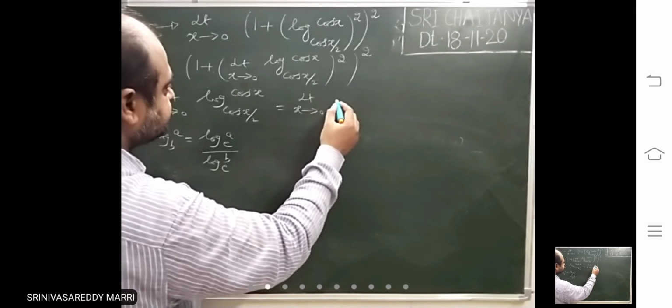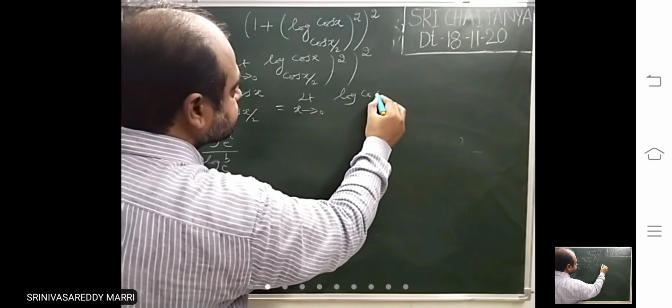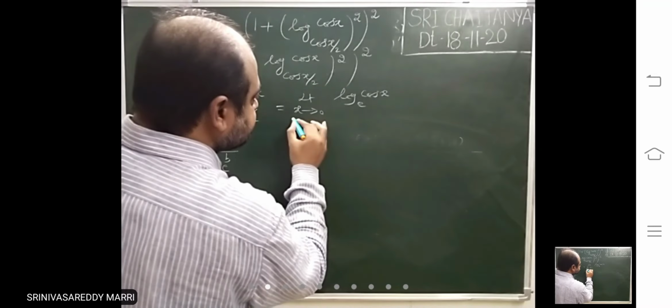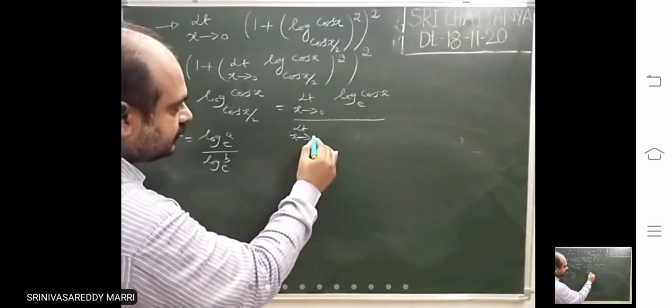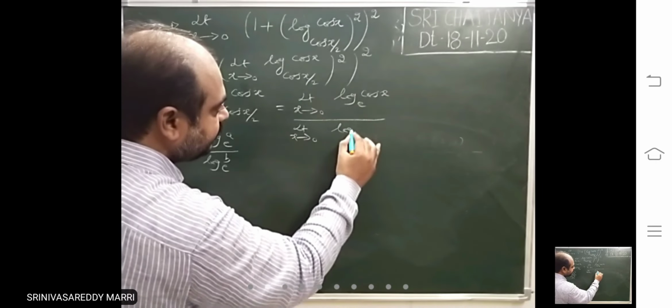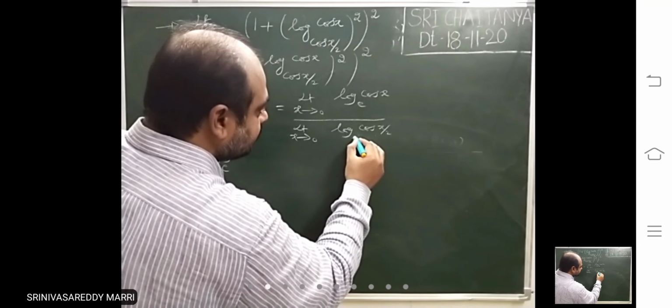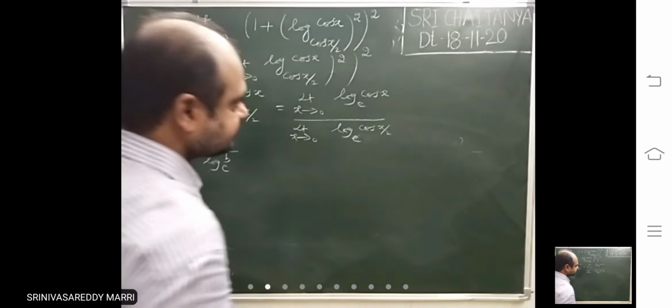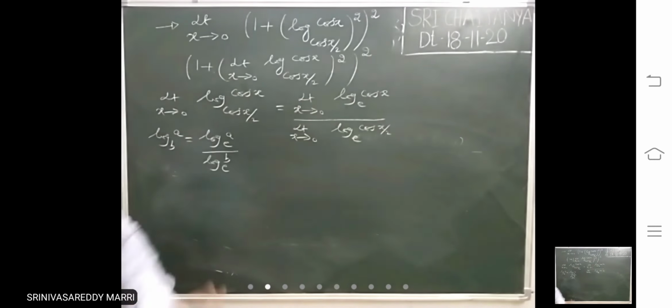That means I am writing limit x tends to 0, log cos x to the base e divided by the denominator function. I am writing a separate limit for that. You can write it like this. So now, if you look, logarithm of cos x is there.